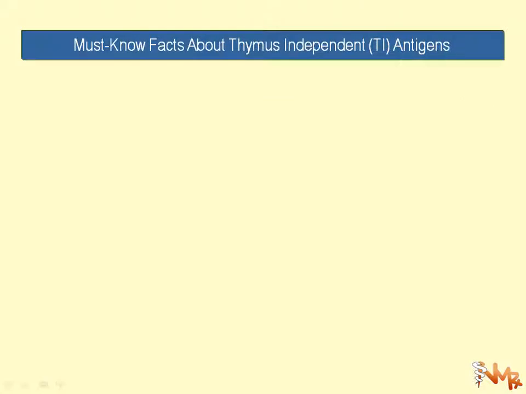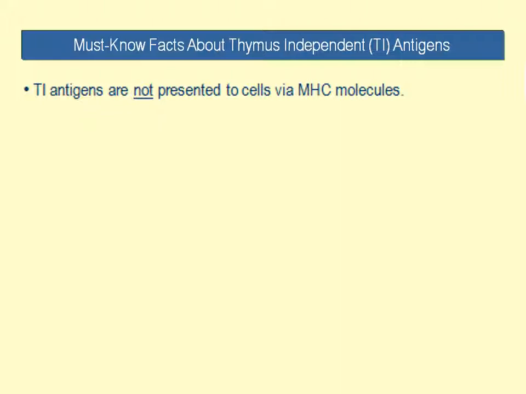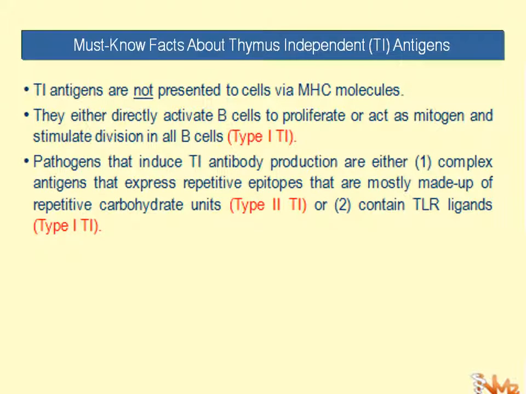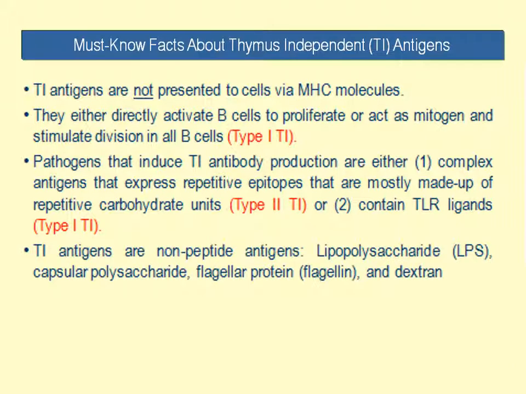Must know facts about Thymus independent antigens. Thymus independent antigens are not presented to T cells via MHC molecules. They either directly activate B cells to proliferate or act as mitogens and stimulate B cell division in all B cells. Pathogens that induce independent antibody production are complex antigens that express repetitive epitopes that are mostly made up of repetitive carbohydrate units or contain toll-like receptor ligands. TI antigens are non-peptide antigens such as lipopolysaccharide, capsular polysaccharide, flagellar proteins such as flagellin, and dextran.